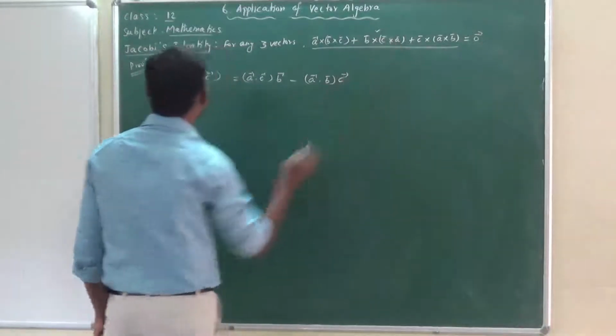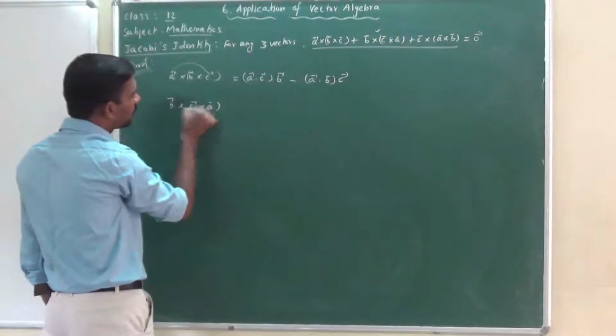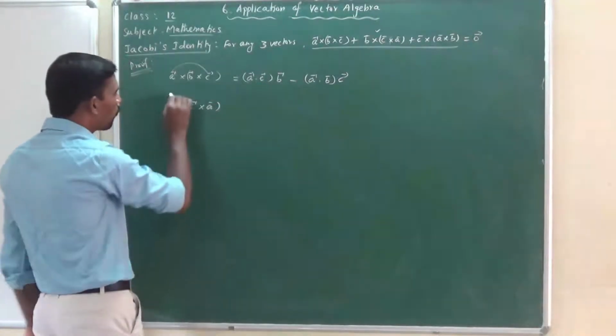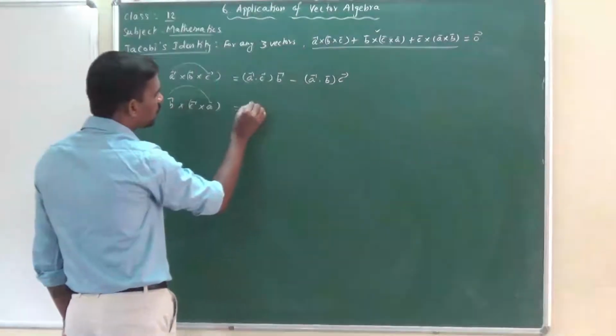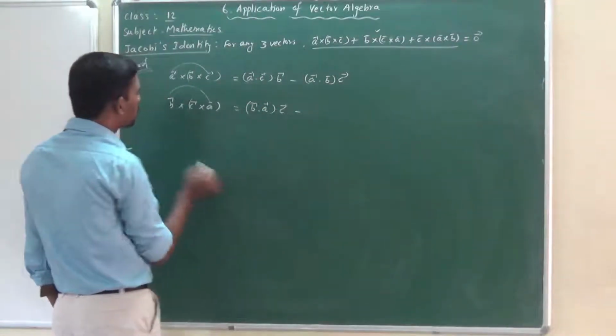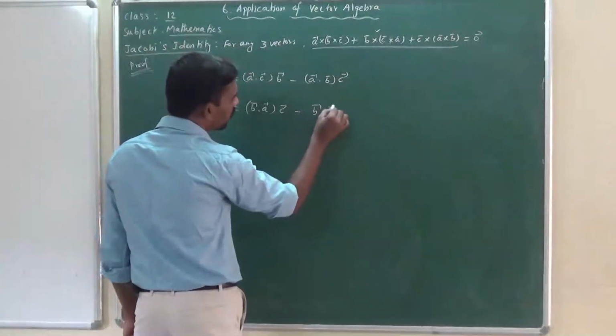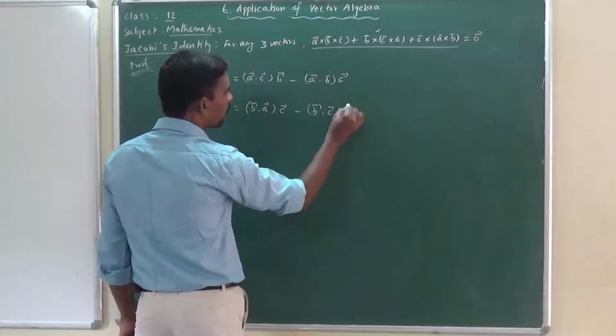Now take the second one: b vector cross (c vector cross a vector), with c and a inside the bracket. Now b vector to a vector, that is b vector dot a vector. The remaining vector is c, minus. Now b vector to c vector, so b vector dot c vector into a vector.